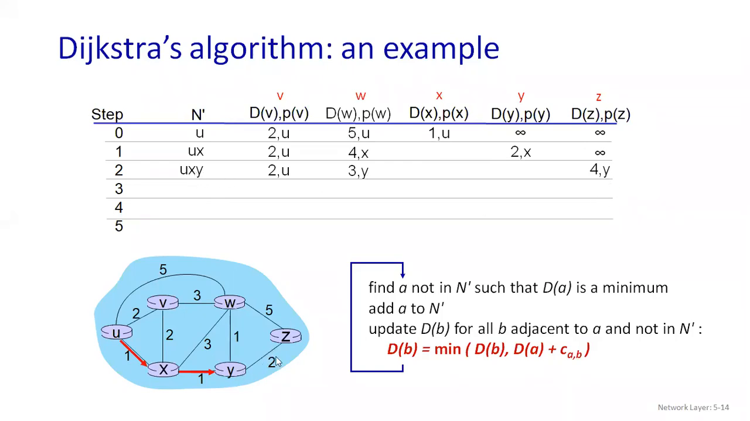Do you have the direct connectivity? Yes, I have. That is 2. So here what is the total distance? 1 plus 1 plus 2. So that is 4. 2 plus 2, 4. 4. Here I have written. So what is the Z's previous node? That is my Y. So I have written 4 comma Y.